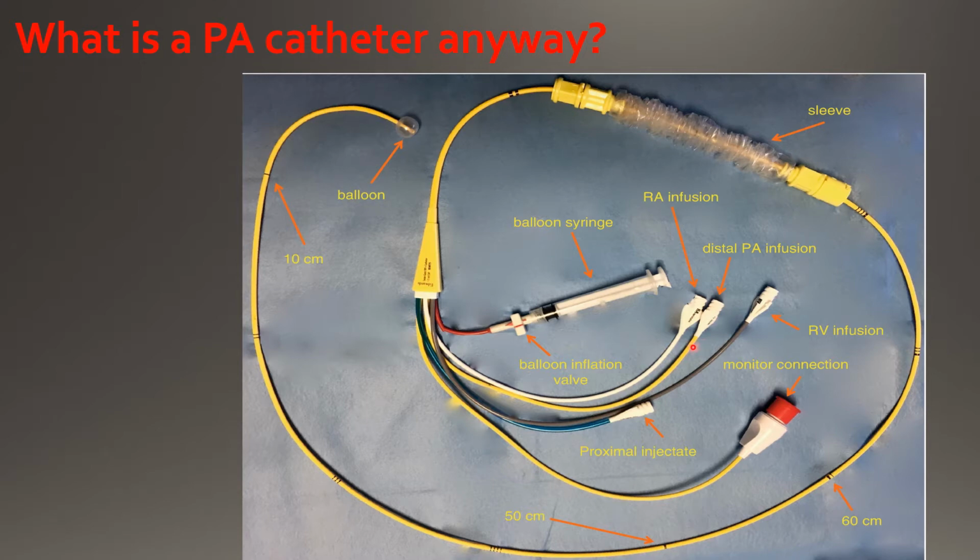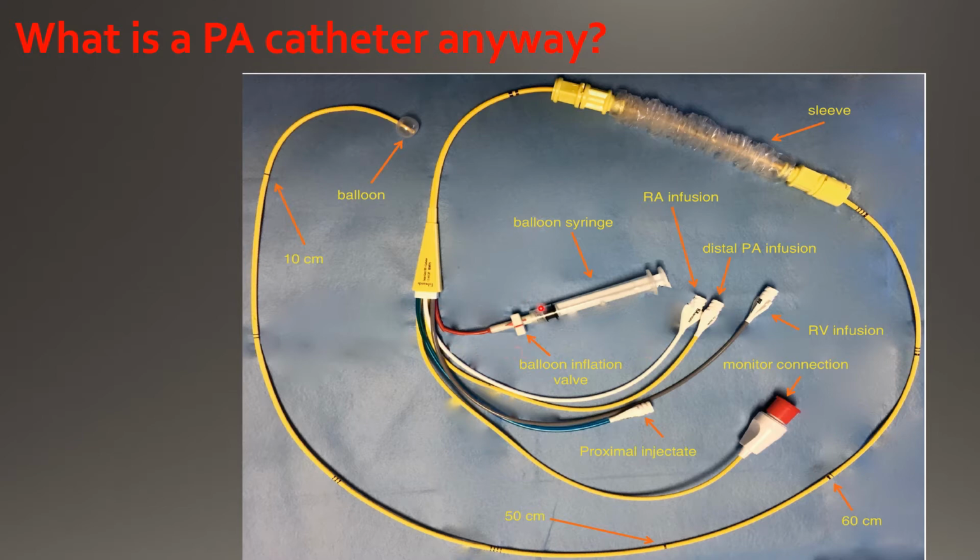The yellow distal port correlates with the pulmonary artery, and this is where you get your continuous waveform. Infusions definitely shouldn't be run through here. The white port right here, I like to call the VIP port because you can run pressors or any other medication that you need as long as you want through there.